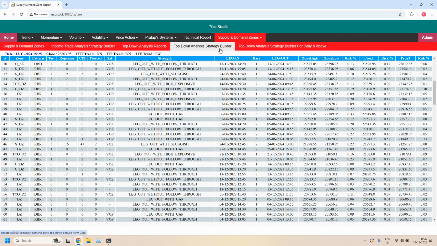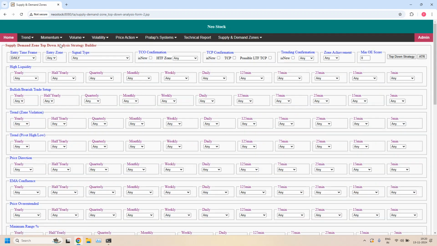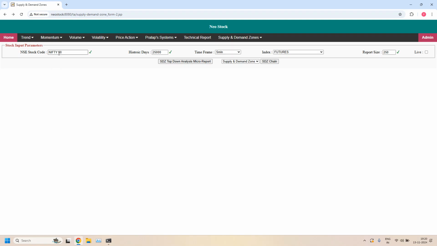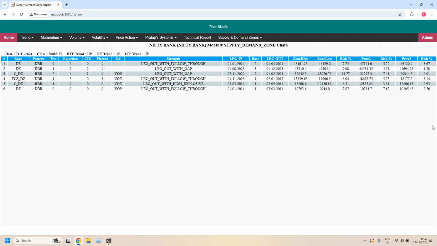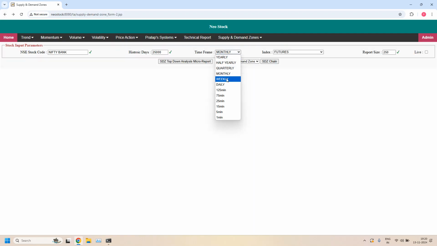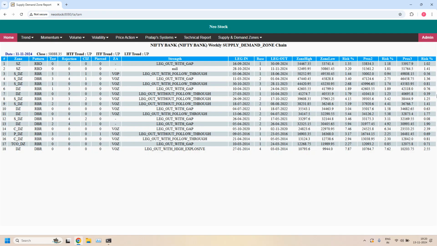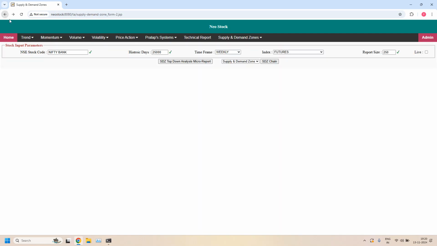Next, let us generate BANKNIFTY supply demand zone chain. That is nothing but NIFTY Bank. Let's start with monthly time frame, generating monthly supply demand zone chain for BANKNIFTY. Next time frame is weekly, generating weekly supply demand zone chain for BANKNIFTY. Next time frame is daily, generating daily supply demand zone chain for BANKNIFTY.